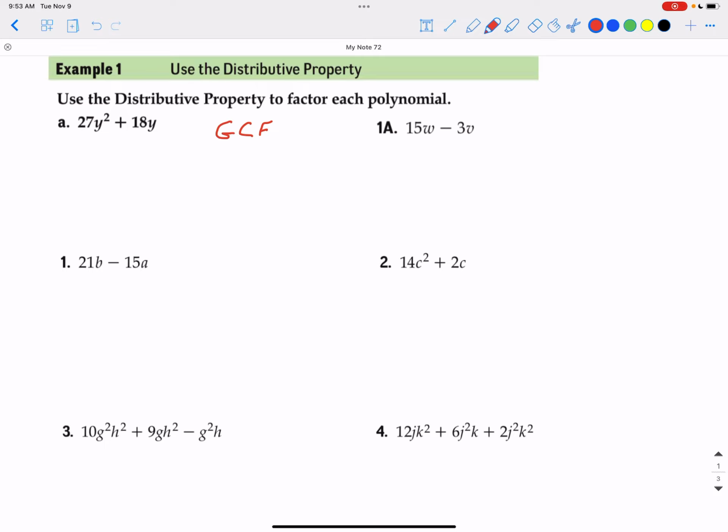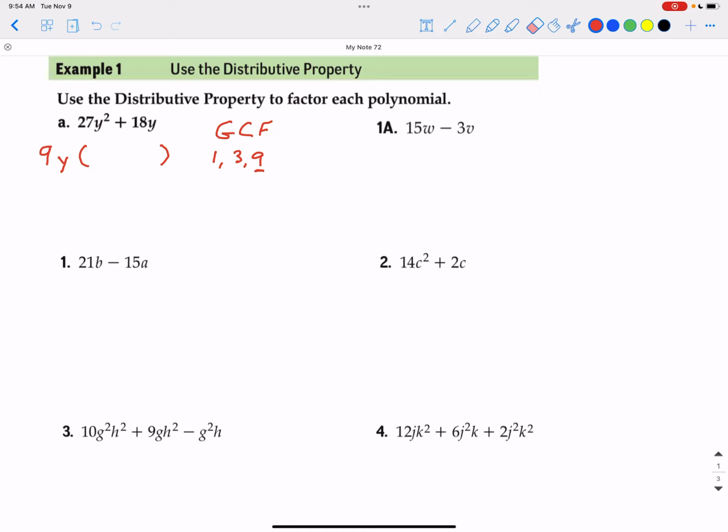Numbers that go into 27 and 18 that come to mind are 1, 3, and 9. We want to use the greatest common factor, and that would be the 9. So the largest number that goes into 27 and 18 is a 9. So I'm going to factor that out outside of a set of parentheses. And then I'll look at the variables. I see a y squared and a y. We can factor out a single y. We can't factor out a y squared because the second term only has a 1y available to be factored out. So only factor out the largest that each one allows.